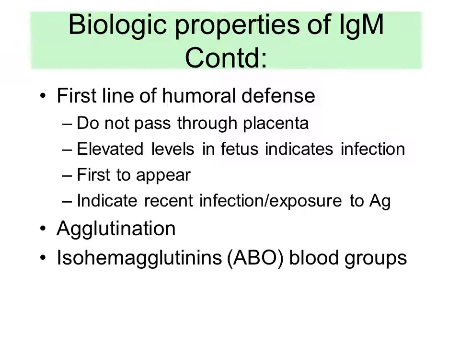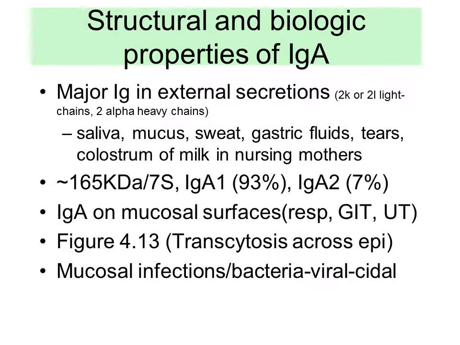Pretty much the same, we already discussed that. And the isohemagglutinins present on your blood groups are IgMs. So once you come for the labs, we will do that. So we're going to give you IgM antibodies, because they are IgM molecules that you can see from here.